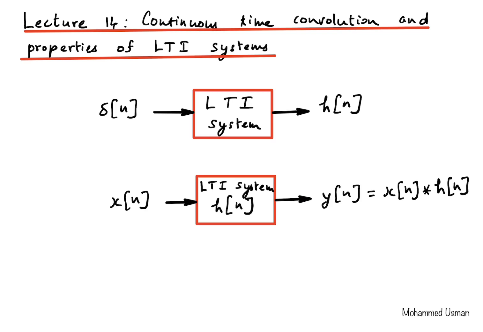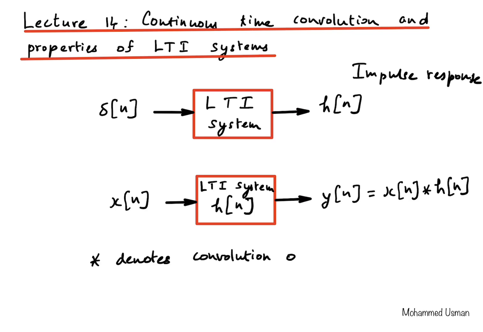I illustrated in detail in the previous lecture what this convolution operation represents and how to perform it. Just to summarize and recap what we did: h of n denotes the impulse response of the system, and the star operator here denotes the convolution operation.